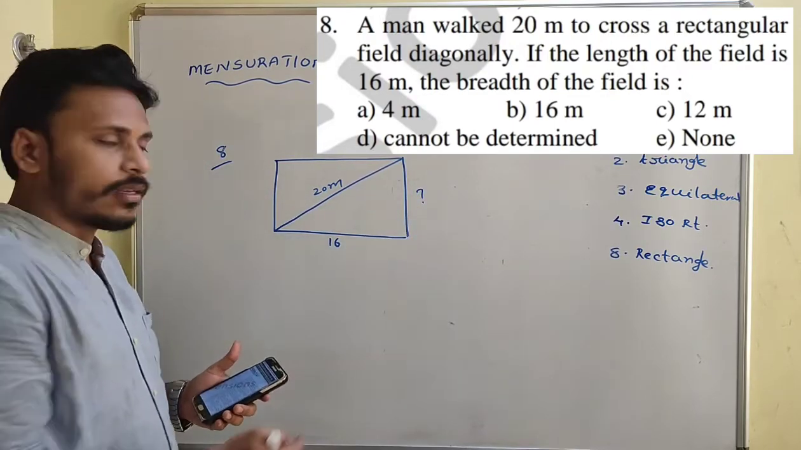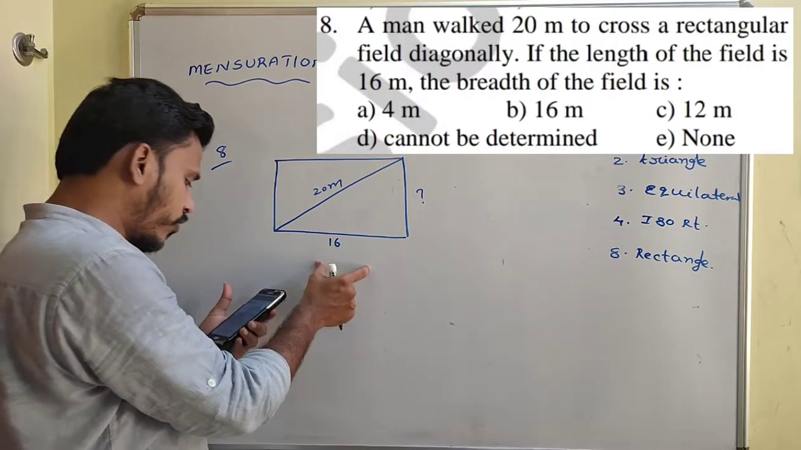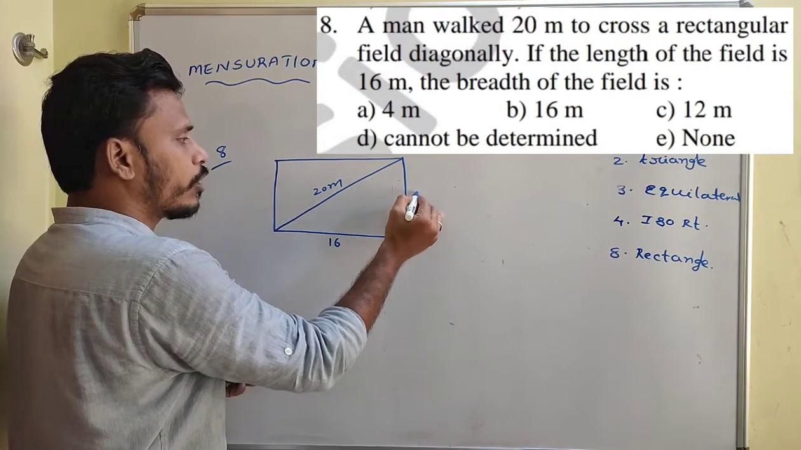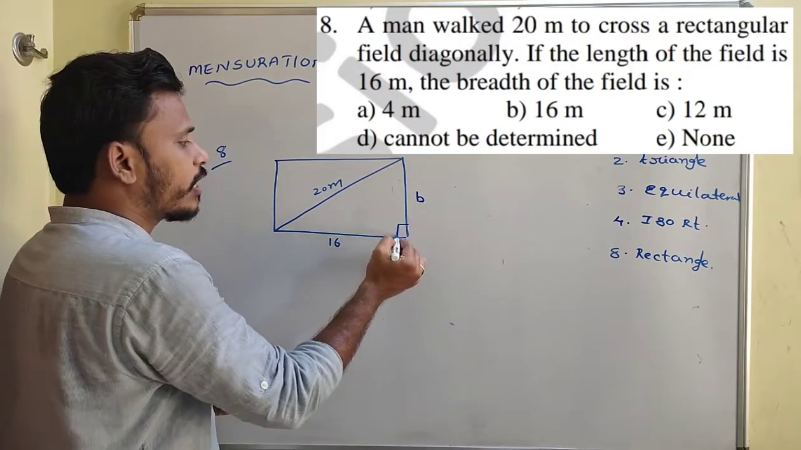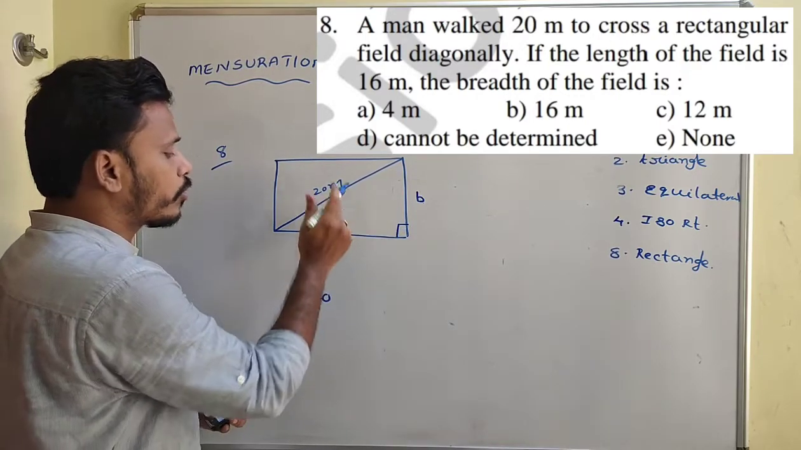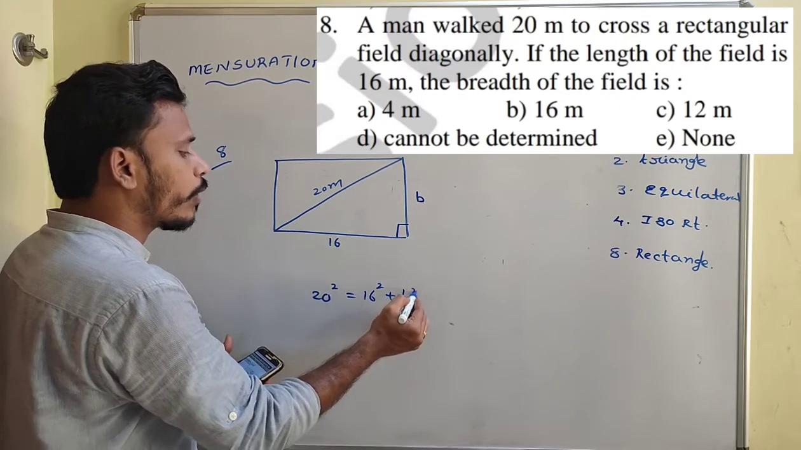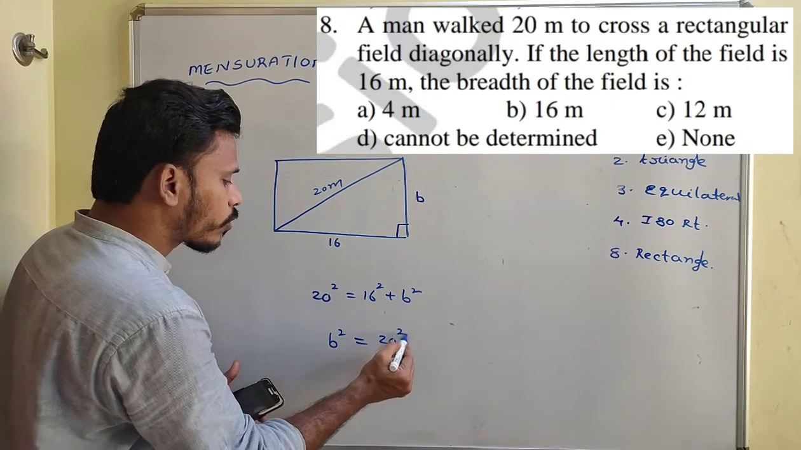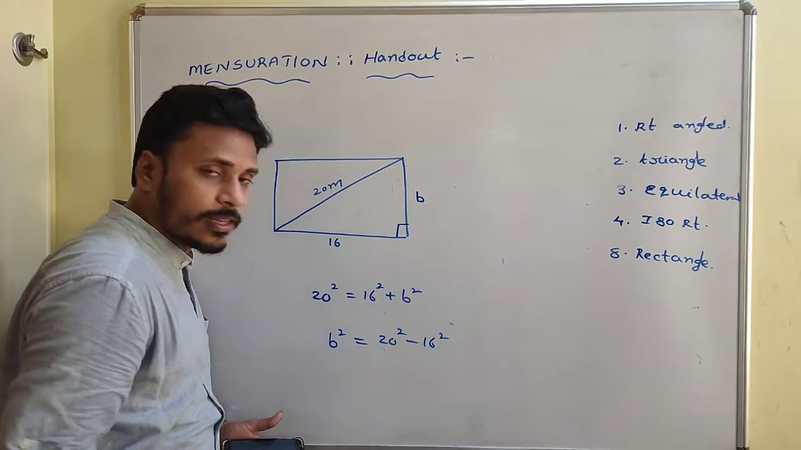Very clear, right? 20 meters is along the diagonal. Length is given as 16 and they are asking us to calculate the breadth. We don't know the breadth, so just write it as B. Since it is a rectangle, this angle is 90 degrees, so use Pythagoras theorem again. Opposite the 90 degrees is 20, so 20 square is equal to 16 square plus B square. So B square is equal to 20 square minus 16 square. It is of the form A square minus B square, right?